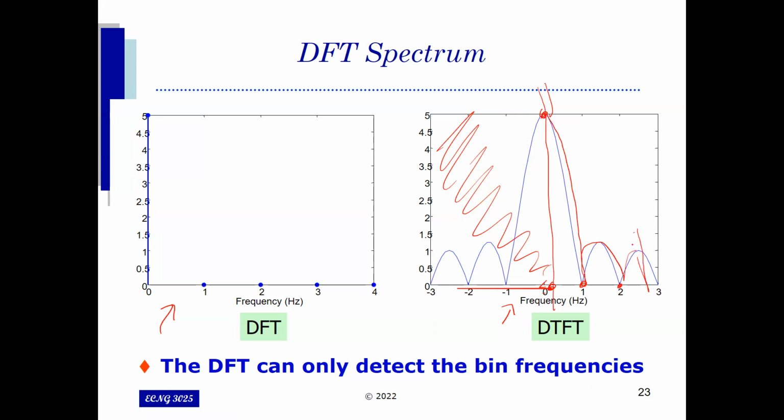And of course, Nyquist is right here. Notice what the DFT is doing. It can only detect the bin frequencies. That is the first thing that you have to realize. This can only detect bin frequencies.